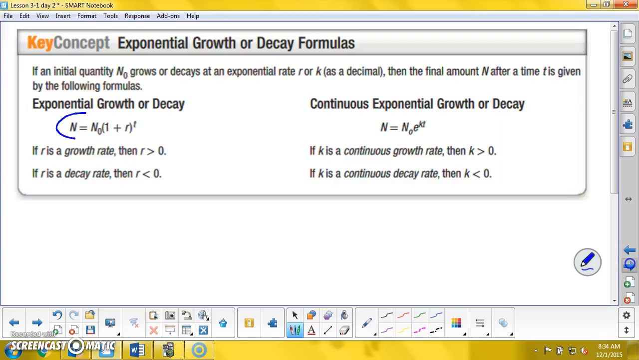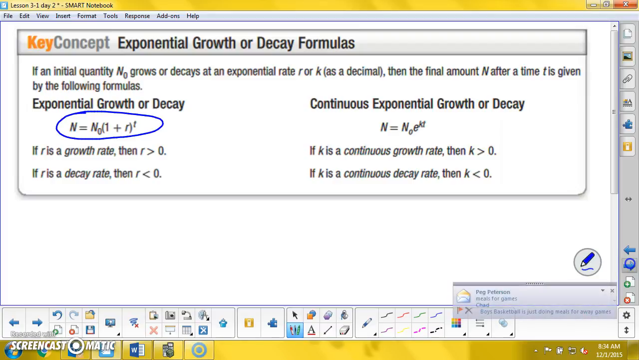Sometimes we're going to be talking about exponential growth or decay, but it's not going to be with money. And so if it's a growth or decay problem, this is going to be the formula that we use. It's very similar to the compound interest problem. We have an n sub 0, which just stands for your initial amount. We have r, which is your interest rate as a decimal, and t is your time.